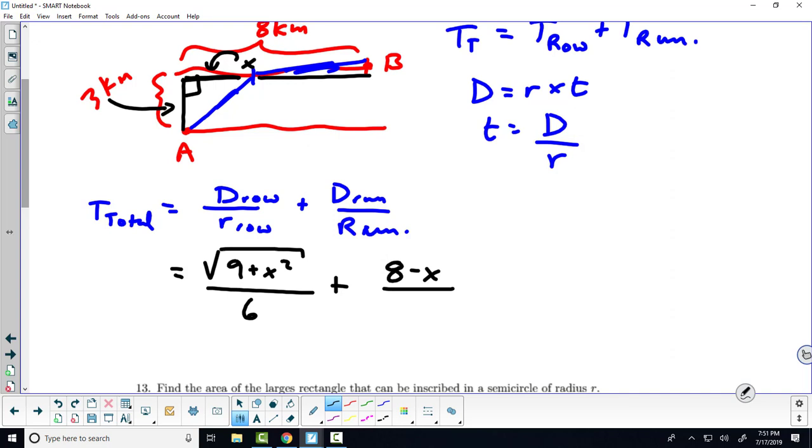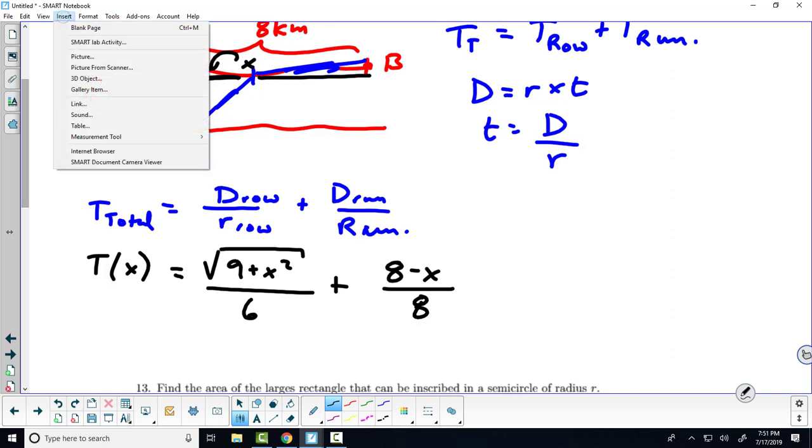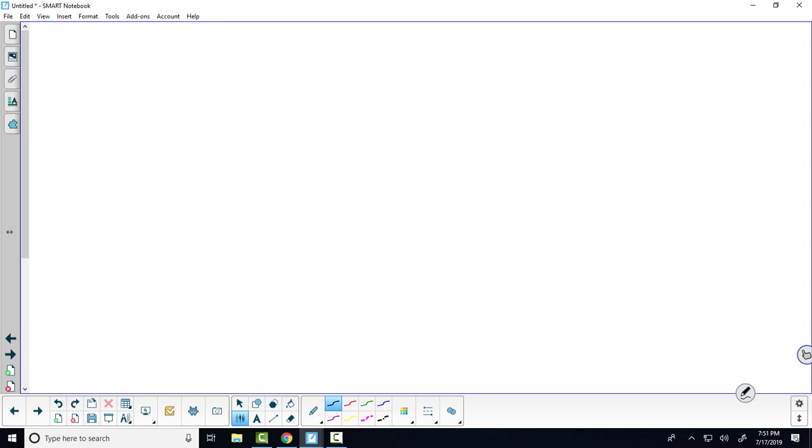All over the rate at which you run. How fast do you run? 8 kilometers per hour. Okay. So now we've got our time, the time total as a function of the variable x. So you tell me where you land, and I'll tell you how long it will take for you to do the whole route. So we've got, I'm just going to recopy it. T of x is the square root of 9 plus x squared all over 6 plus 8 minus x over 8. So let's find t prime of x here.